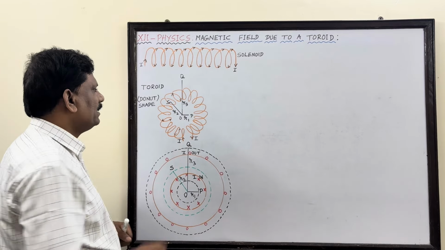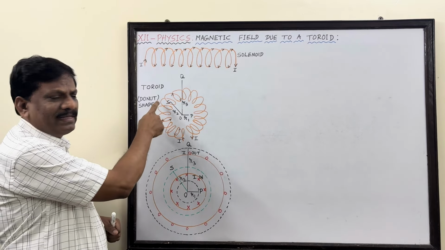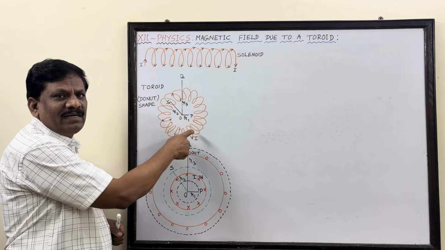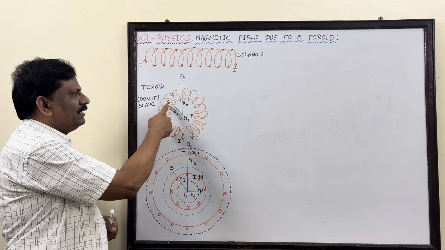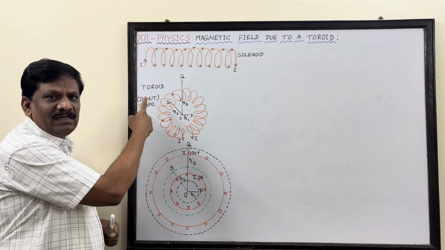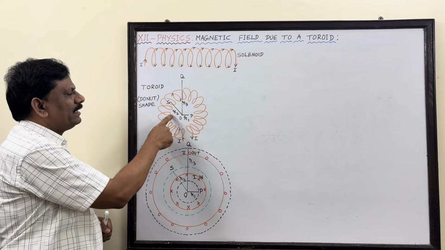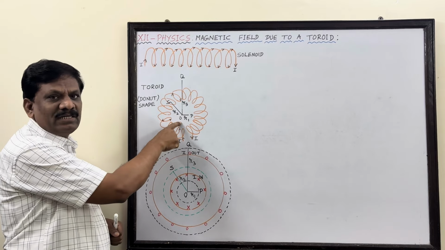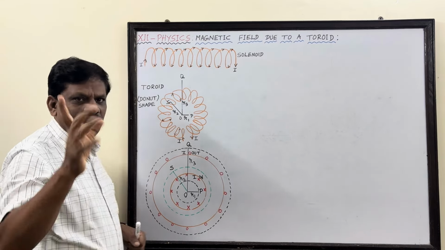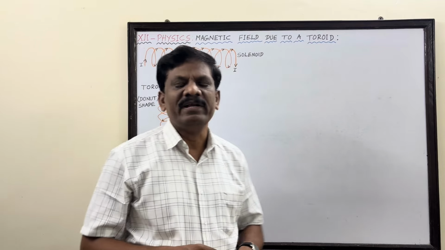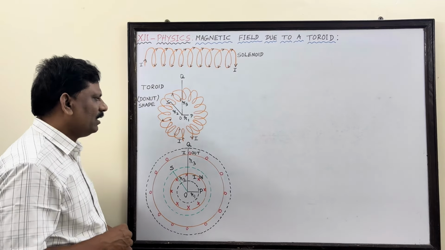One more point, S, can you see here? Yes, this point S is along the axis of the coil, that is inside the toroid, and it is at a distance of R2 from the center O. So only at the point S there will be a magnetic field. That is what we are going to prove. So what is the expression for the magnetic field due to the toroid that we want to derive?